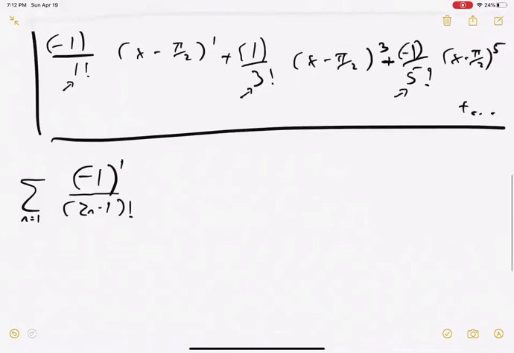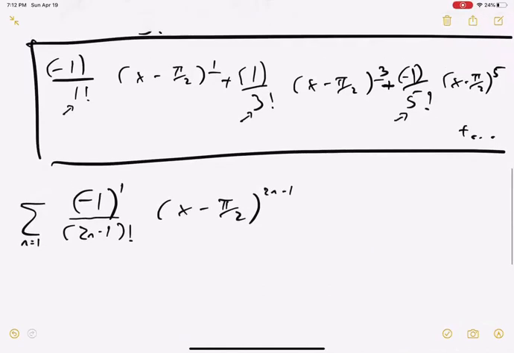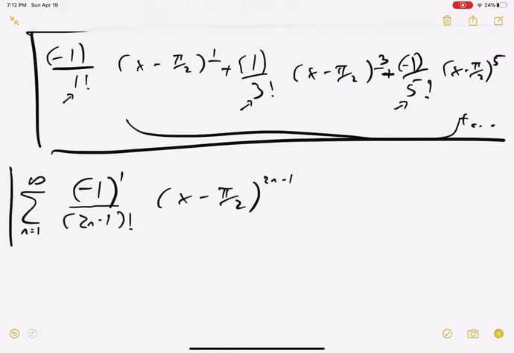And then what do I have? I got x minus pi over 2 to the power 1, x minus pi over 2 to the power 3, and so on. So I got x minus pi over 2 to odd powers. And I could write that as (x minus pi over 2) to the power of 2n minus 1. So I can write these terms like this. Okay, so this should be my Taylor series in general.